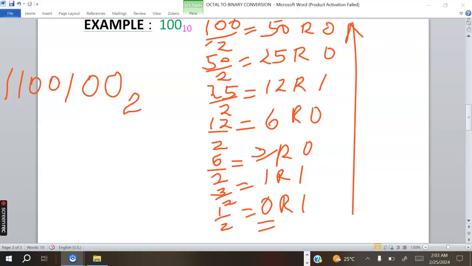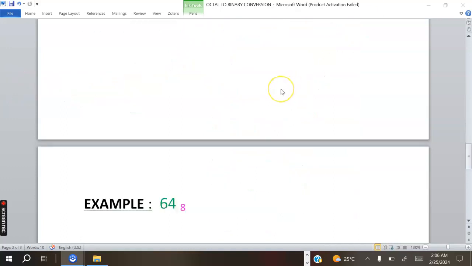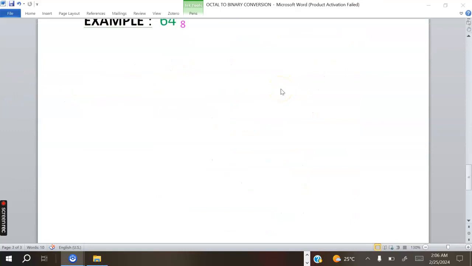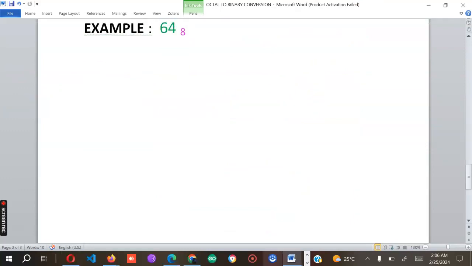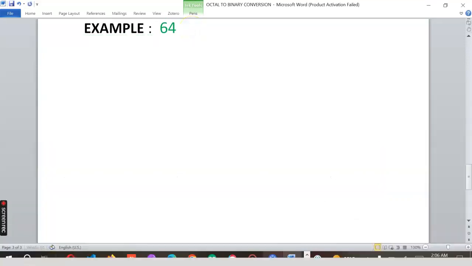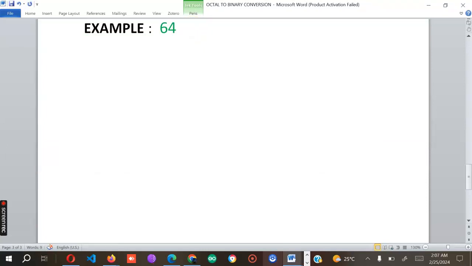As you can see, we have done it correctly. So you give yourself a right if you have gotten it correctly, before we dive into our last example. Let's move now to the last example, which is on 64. A very simple case. This is 64 base 10.